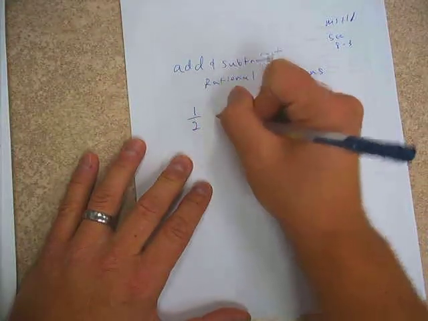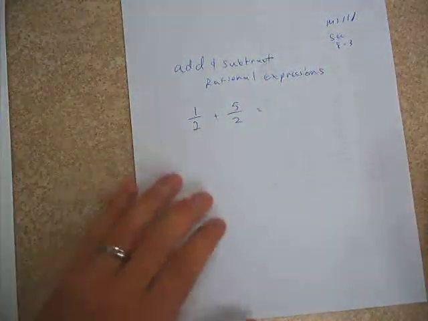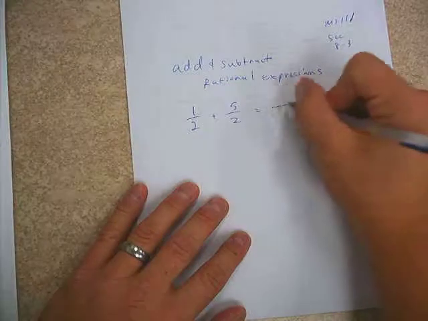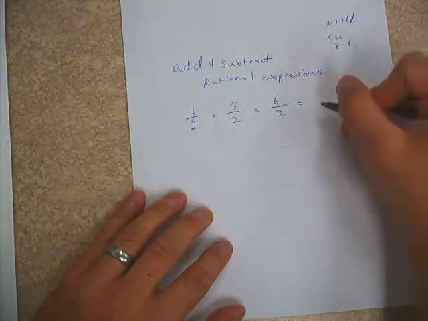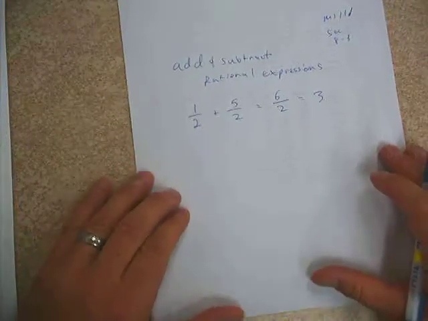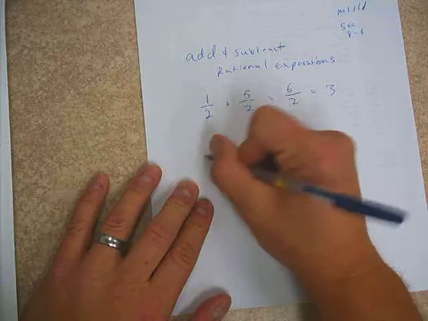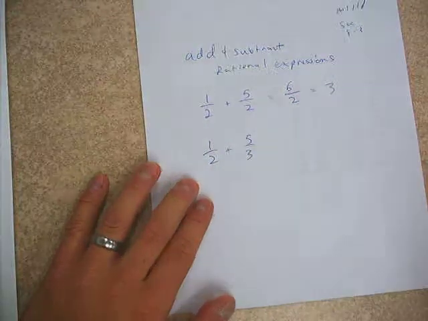So if I had to do, say, 1/2 plus 5/2, we know from what we learned in elementary school that if we have a common denominator, we can keep the denominator and add the numerators together, and we'd get 6/2. Of course we would reduce after that, and we would get 3 altogether. Okay?